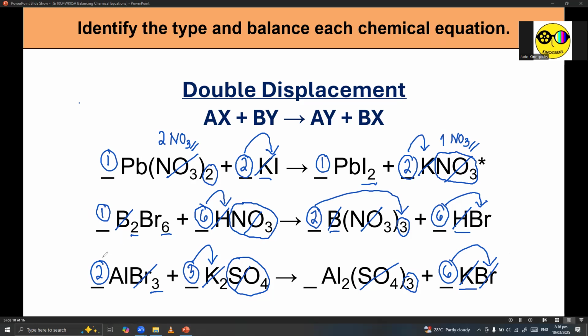Damay si Al. So you have 2 Al atoms on the left side, and you already have 2 on the right side. So therefore, our final coefficient is 1 sa Al2(SO4)3. Therefore, our coefficients for the last double displacement equation are 2, 3, 1, 6. Okay?